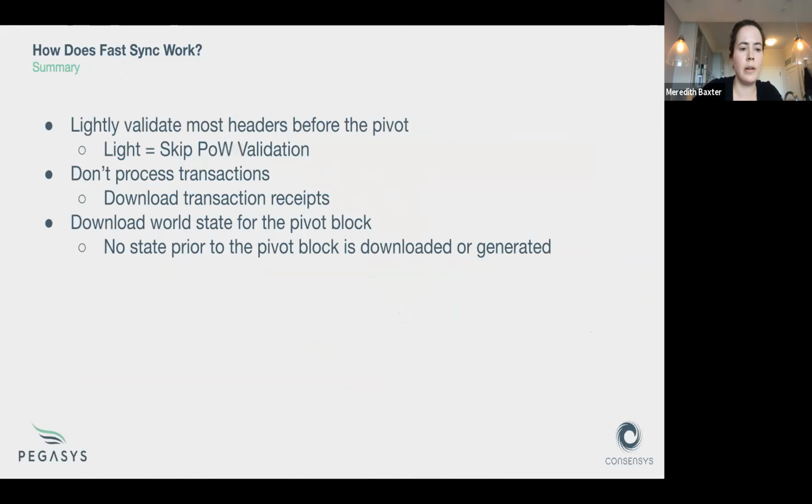So in summary, why is it fast? We're lightly validating headers. We're not processing transactions. And since we're not processing transactions, we have to download receipts and we have to download the world state.